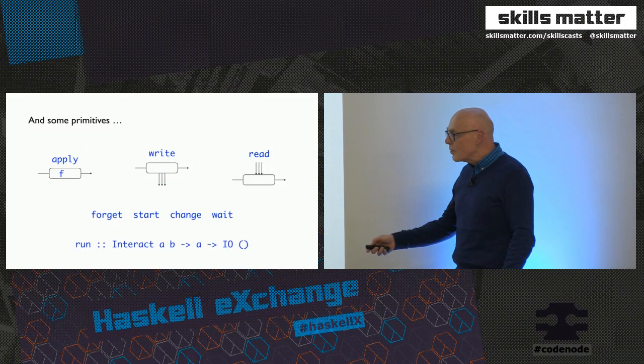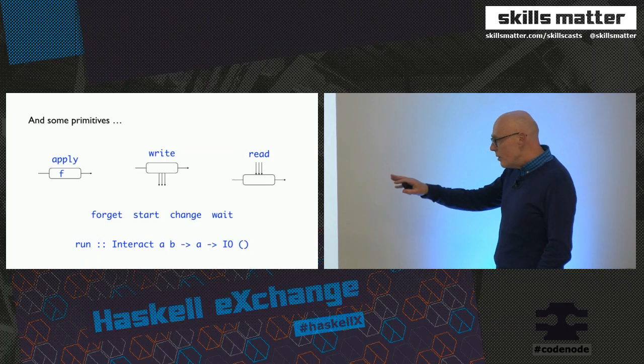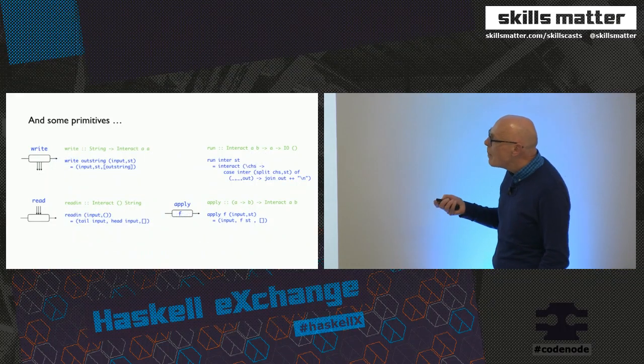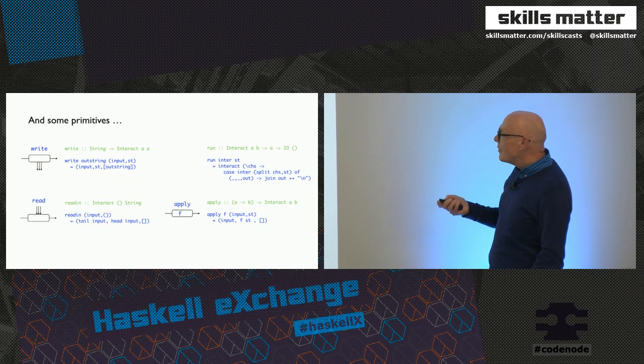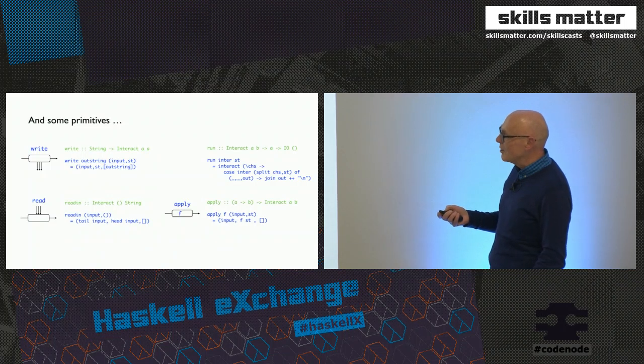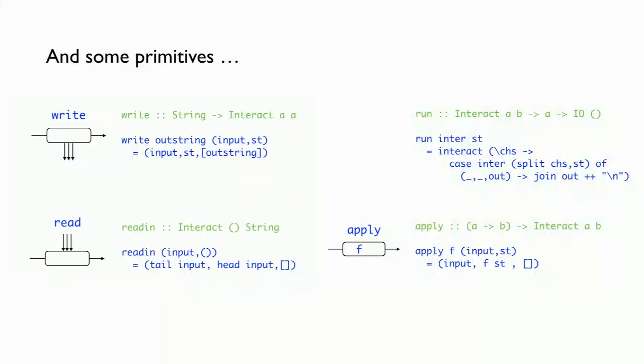And then you've got to write a function that will actually do the running, which we can do in a Haskell form. So we've got enough primitives to get things going. And here are the definitions. I mean, there's nothing terribly interesting about them. Write is you just stick something in the output. Read, you take the head of the input. Apply, you apply the function, so it's mapping.